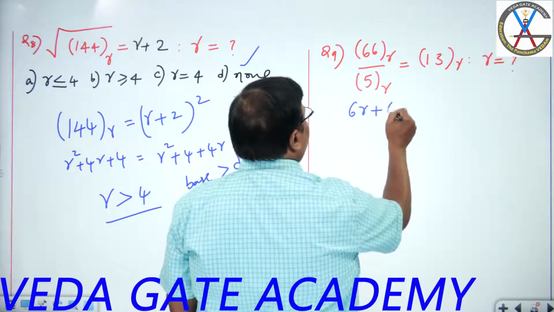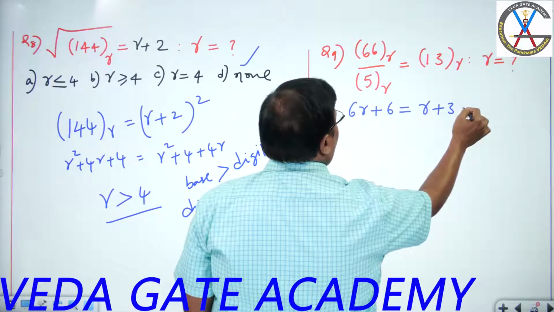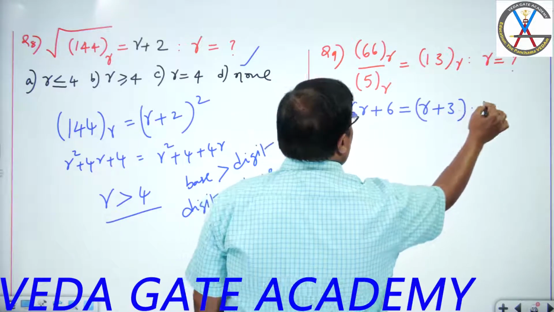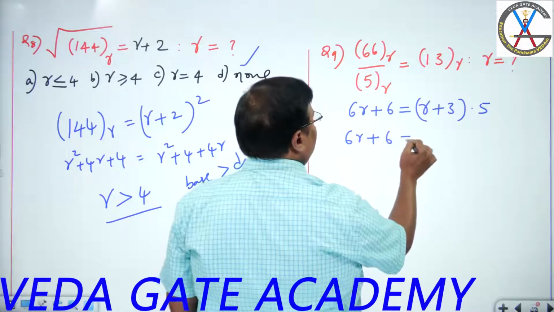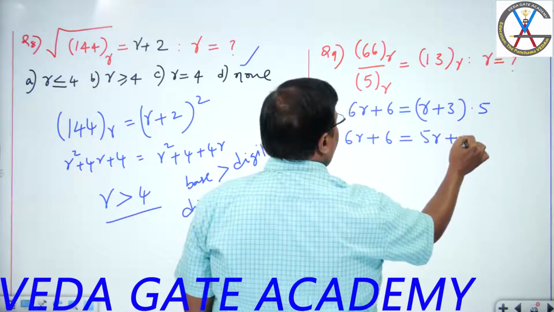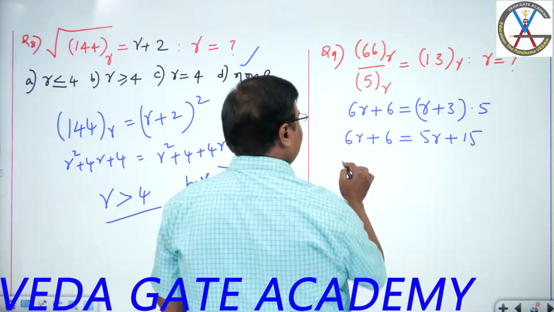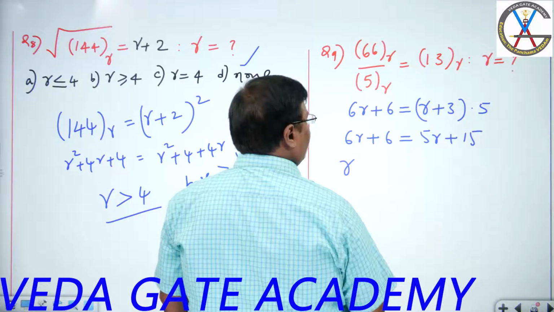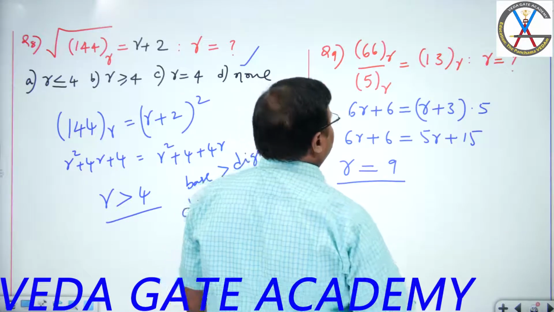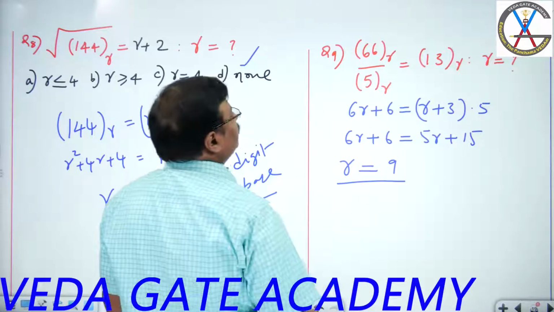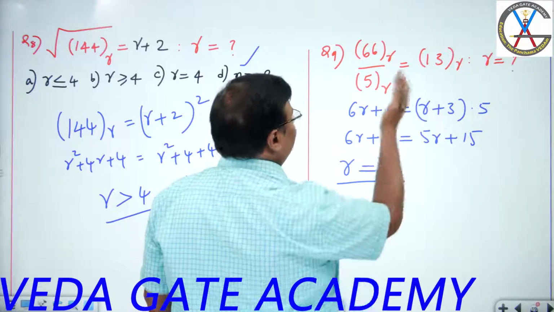6r plus 6 is equal to r plus 3 into 5. Take 5 that side. So 6r plus 6 is equal to 5r plus 15. So finally 6r minus 5r, r equal to 9. Isn't it? Apply r equal to 9.